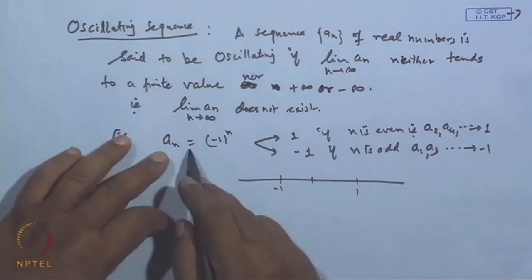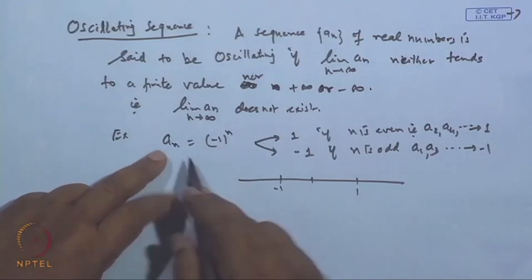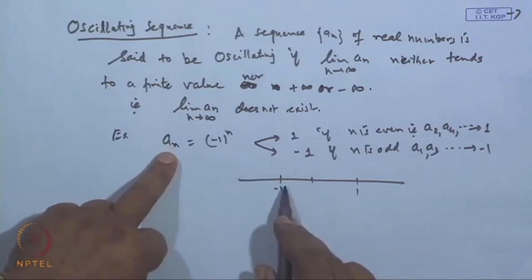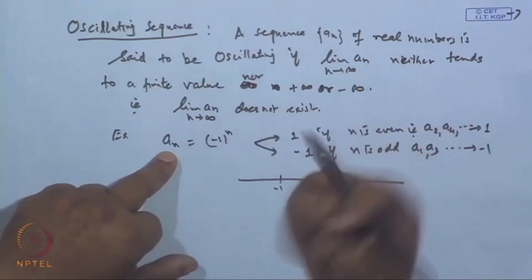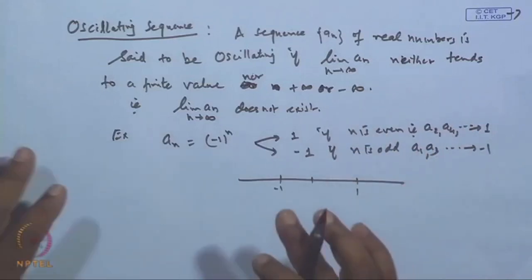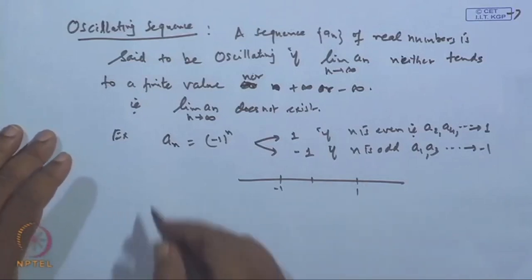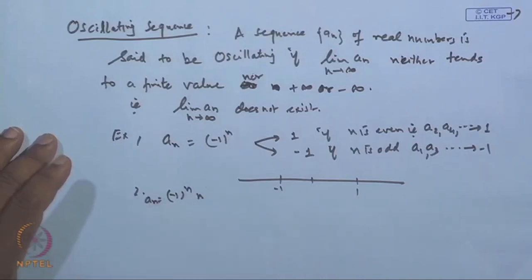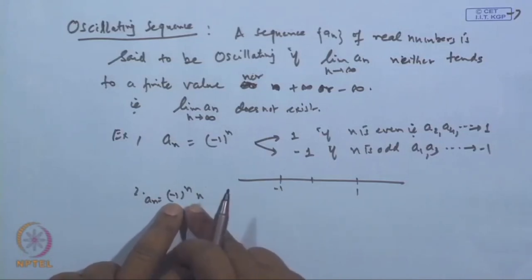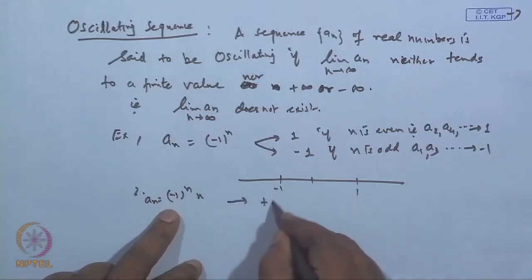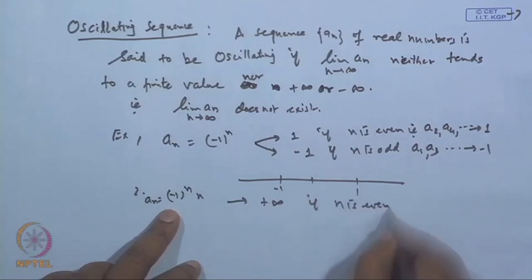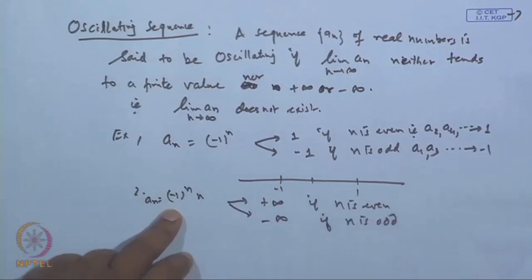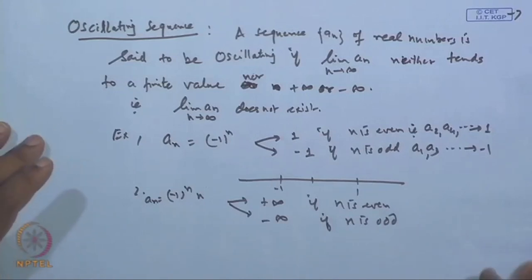So, the sequence when n tends to infinity does not tend to one value, because it fluctuates like this. Here it is minus 1, here it is plus 1. Suppose I take 1 as the value, then |a_n minus 1| cannot be made less than epsilon, because as soon as n is odd, it will be minus 1, and the difference becomes large. So it does not have a finite limit. Similarly, if you take the sequence minus 1 to the power n times n, when n is sufficiently large, it goes to plus infinity if n is even, and goes to minus infinity if n is odd. So, it does not have a limit. Okay?